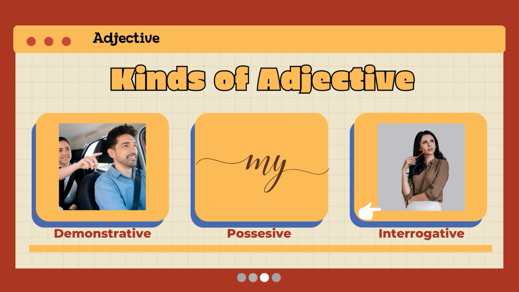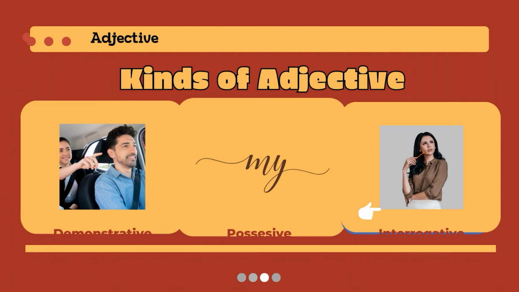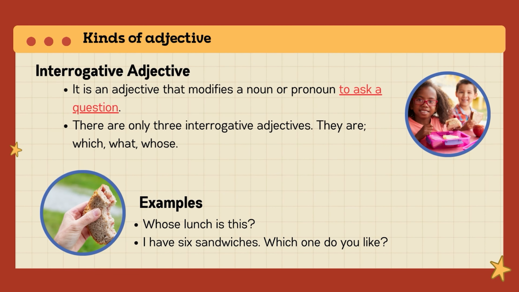We are close to finishing the first topic because we are here on the ninth adjective, the interrogative adjective. From the word interrogate, to ask, this adjective changes a noun or pronoun to ask a question. There are only three interrogative adjectives. They are which, what, and whose. Usually, for it to be considered as an interrogative adjective, the words whose, what, and which should be followed with a noun or pronoun.